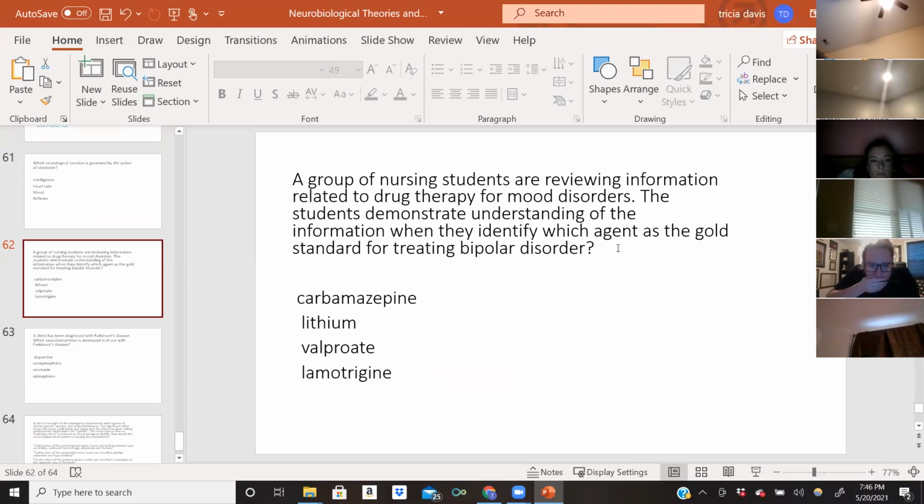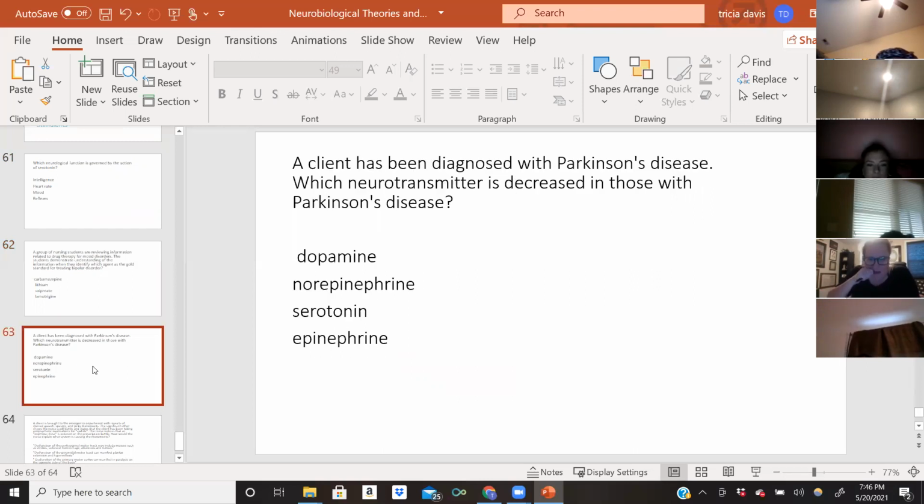A group of nursing students are reviewing information related to drug therapy for mood disorders. The students demonstrate understanding of the information when they identify which agent as the gold standard for treating bipolar disorder? Lithium. Yep, lithium. Good. A client has been diagnosed with Parkinson's disease. Which neurotransmitter is decreased in those with Parkinson's disease? Dopamine. A. Very good.